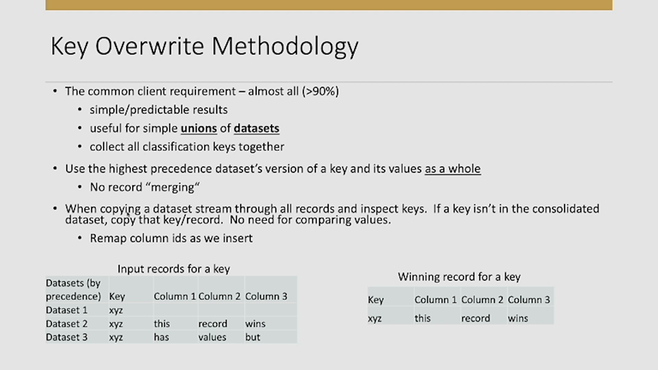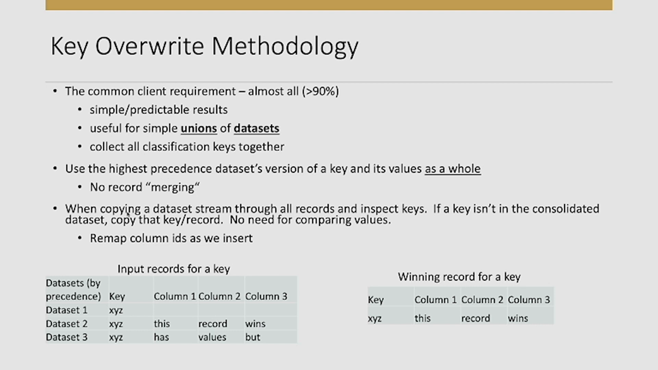This will do very basic unions of data sets. Essentially, each data set has a list of classification keys and we combine them all together into the target data set. Again, use the highest precedence version of a key and use that key's values as a whole in the target data set. So no record merging.